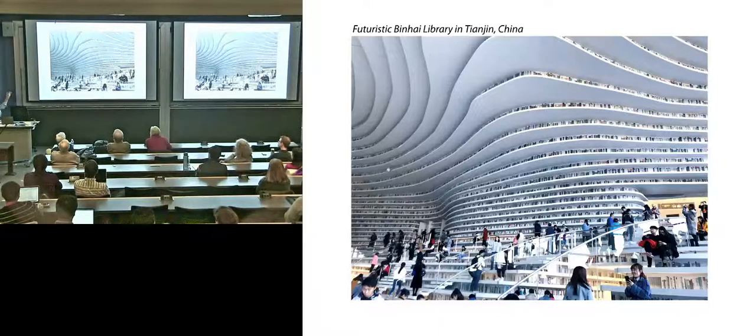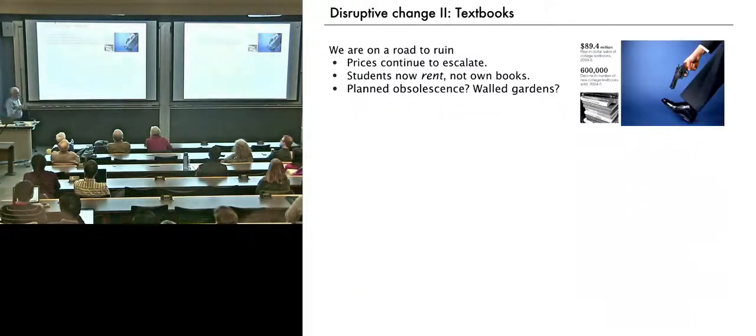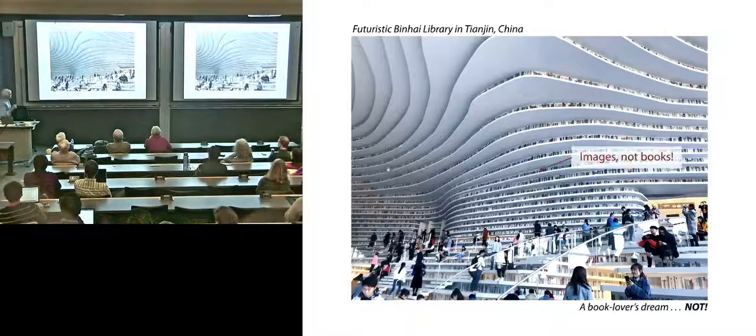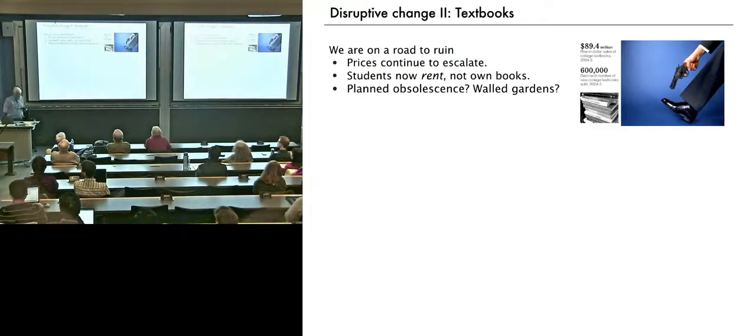Just to have one example I just saw last week, this is a new library in China. You know, it's categorized as a book lover's dream, this incredible library, except those aren't books. They're just pictures of books. So that's where we are. Okay, so that's a disruptive change. I don't know where they put the real books. The architect said it wasn't the point to store books. I don't know exactly what the point is, but okay, so that's one, libraries.